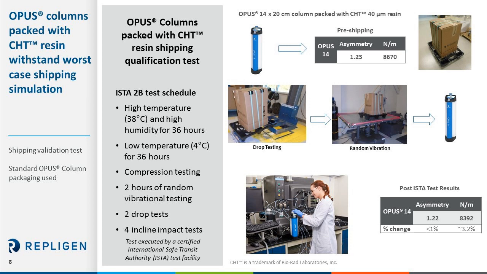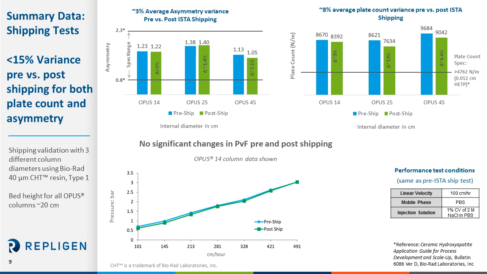You can see with the new method, and we're showing a 14 by 20 centimeter column here in this slide, the results are very good pre and post. So less than 5% change in both asymmetry and plate count. We repeated this test a handful of times with different diameters. We have the OPUS 14 centimeter column, which is shown on the previous slide, and in addition, we've done the ISTA test with OPUS 25 centimeter columns, and most recently the OPUS 45 centimeter column.